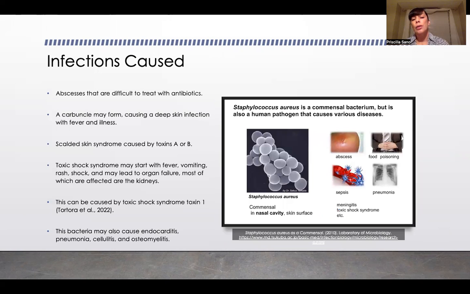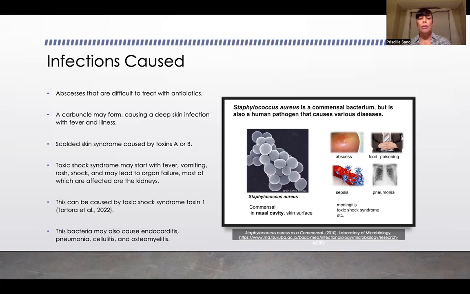Infections caused. Staph aureus is known for causing minor types of infections, as well as infections that are completely resistant. Little things such as folliculitis, such as a pimple or maybe a sty in the eye, can be caused by the bacterium. Abscesses also can be formed, and those are very difficult to treat with antibiotics.